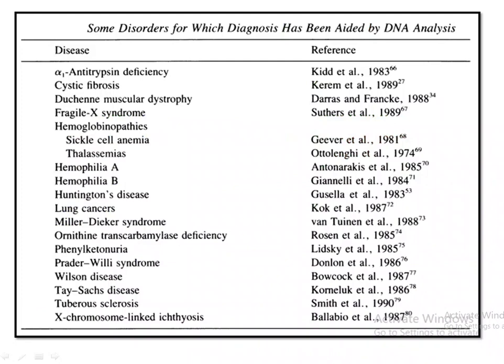In this slide, some of the disorders for which the diagnosis has been aided by DNA analysis have been listed. You can go through this list. DNA-aided diagnosis can be used for the diagnosis of various other gene abnormalities where a mutation, rather than deleting the pre-existing cleavage sites, creates a new restriction site.